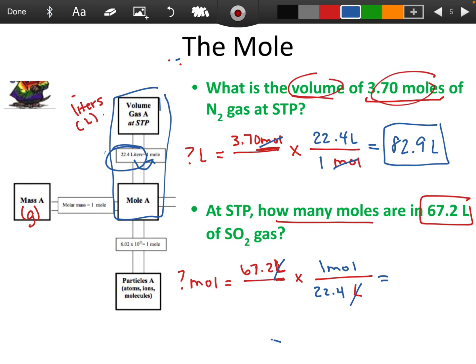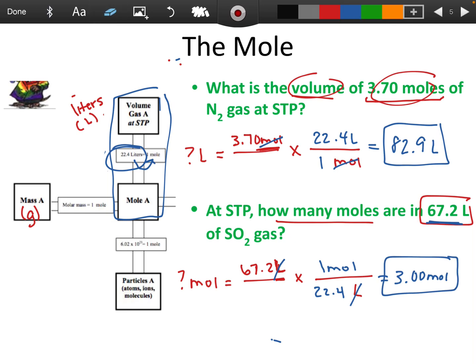For this calculation, we actually get an answer of 3. However, we have to round to sig figs based on the numbers that went into the problem. 67.2 has 3 sig figs, 22.4 has 3 sig figs. So we would have to convert our answer into 3 sig figs. It would end up being 3.00 moles.